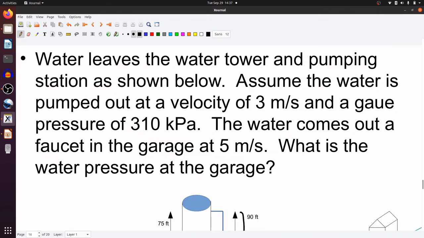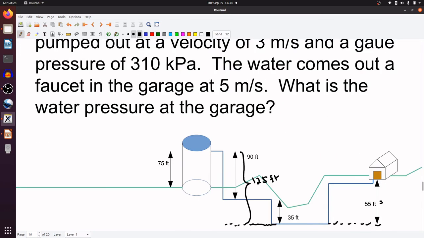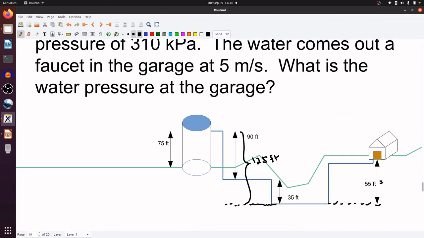Now, the problem. Water leaves the water tower pumping station as shown below. Assume the water is pumped out at a velocity of around 3 meters a second and at a gauge pressure of 310 kPa. The water comes out of the faucet in the garage around 5 meters a second. What is the water pressure at the garage? So we have to use Bernoulli's equation.